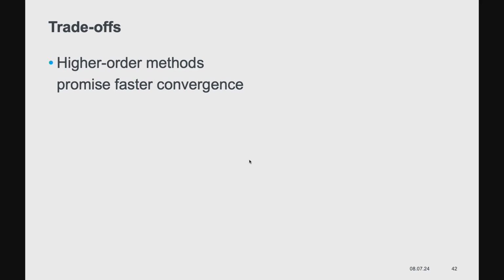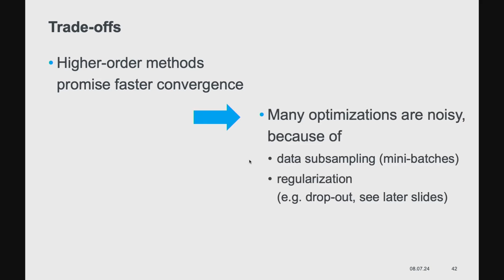Okay, so now what are the trade-offs? The higher order methods that use the Hessian promise faster convergence. But the problem is that many of our optimizations are noisy, because we have these mini batches, because we have regularization. Actually, you haven't seen the regularization fully yet for neural networks, but that's something we need to do for the same reasons that we needed regularization in all the other paradigms.